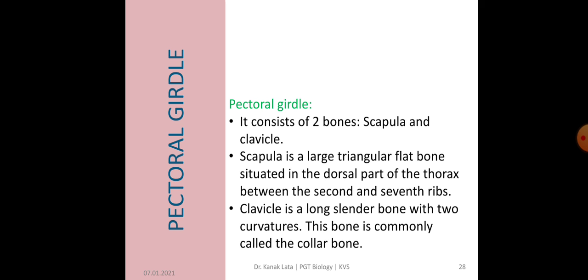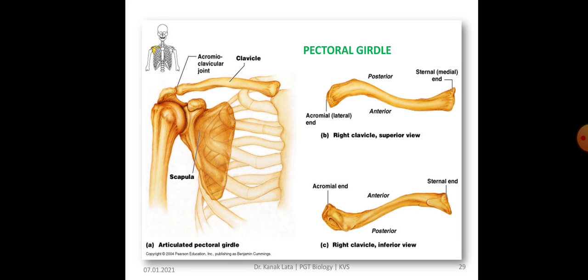Now the next topic is pectoral girdle. Pectoral girdle consists of two bones, scapula and clavicle. Scapula is a large triangular flat bone which is situated in the dorsal part of the thorax between 2nd and 7th ribs, whereas clavicle is a long slender bone with two curvatures, and it is called collarbone. In the given figure, you may observe the articulated pectoral girdle, right clavicle superior view and right clavicle inferior view.